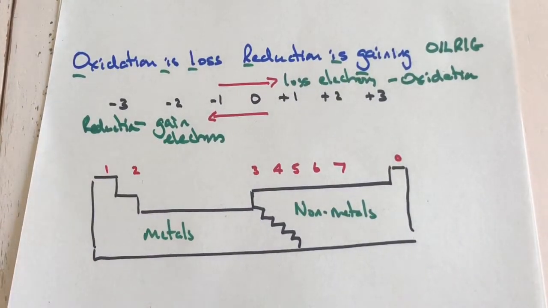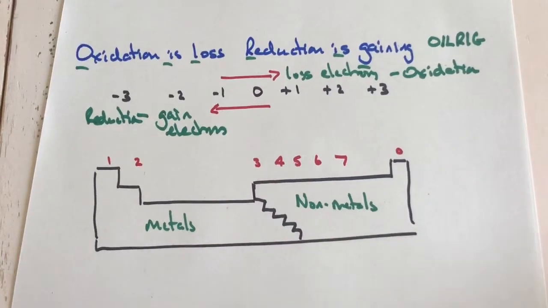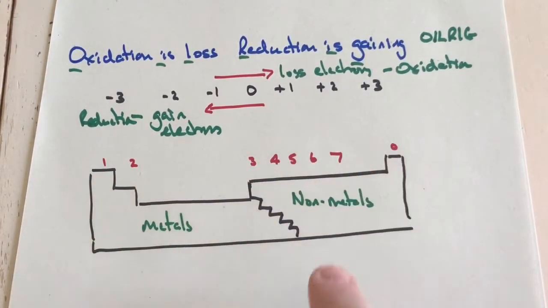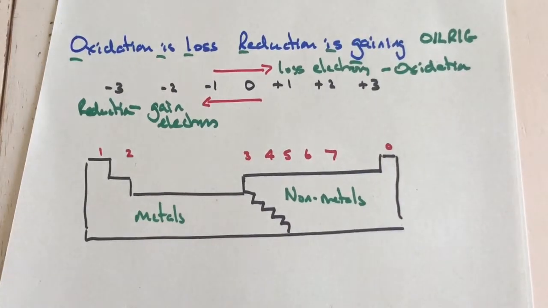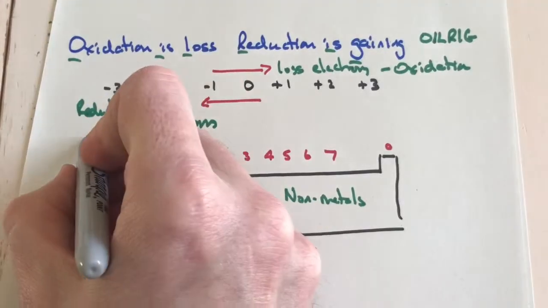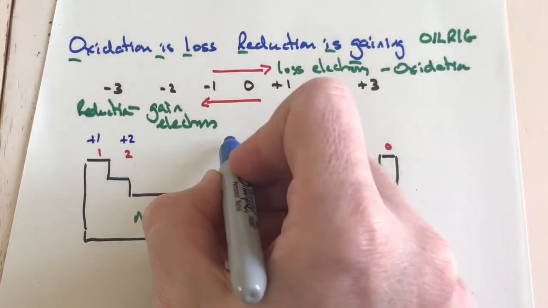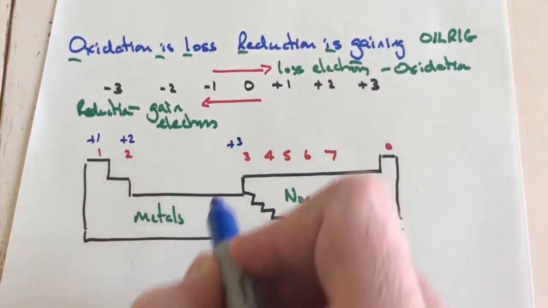The other bit of help we have is in the periodic table, I've drawn it out here for you. We have our group numbers across the top. We know those group numbers help us to identify the charge on the ion that forms. So if you were in group 1, you always form a +1 ion. Here we have a +2 ion, +3 ion.